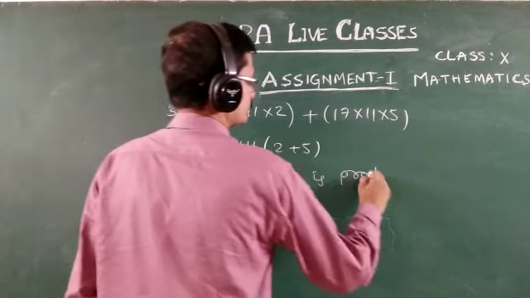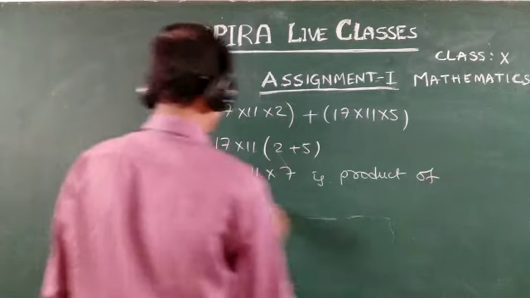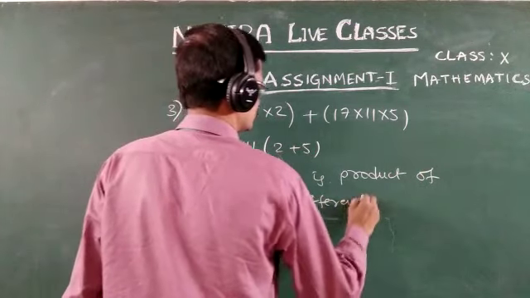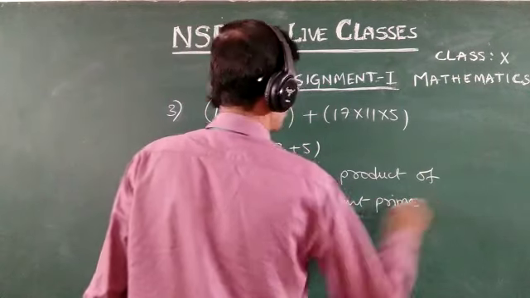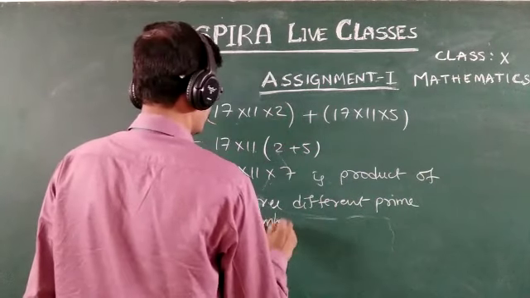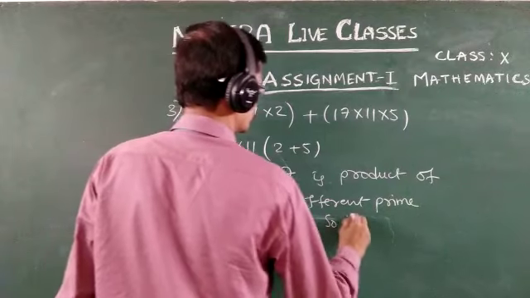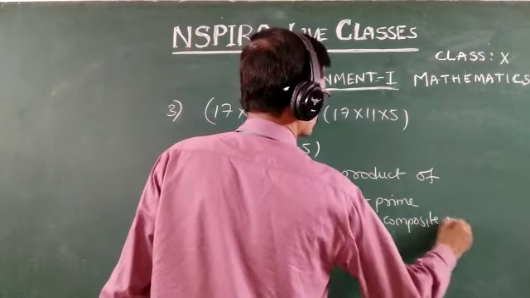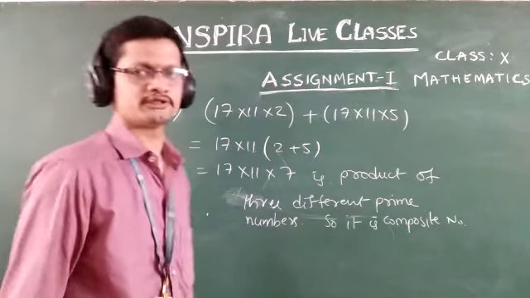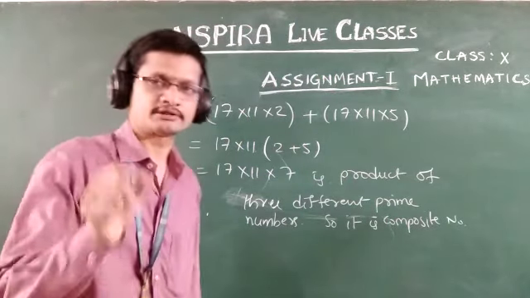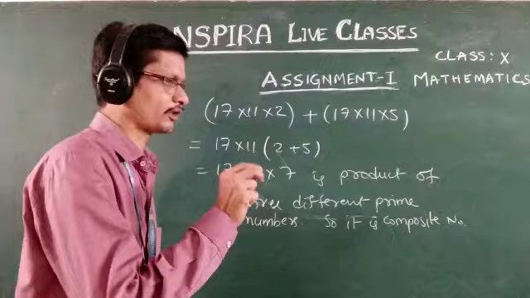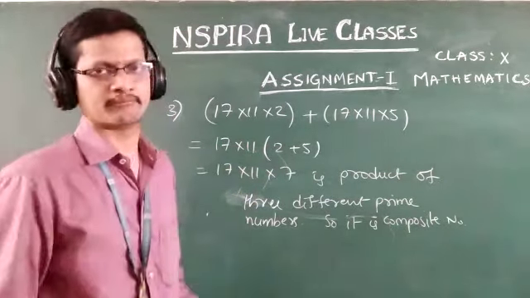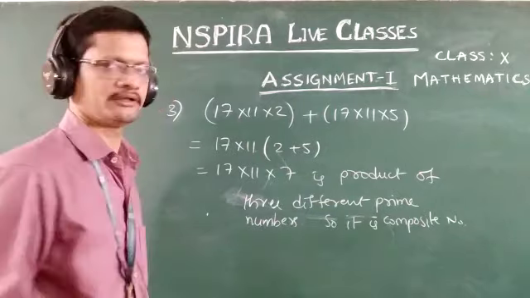It is a product of three different prime numbers, so it is a composite number. If any natural number can be represented as a product of two or more prime numbers, then it is a composite number. So it is a composite number.